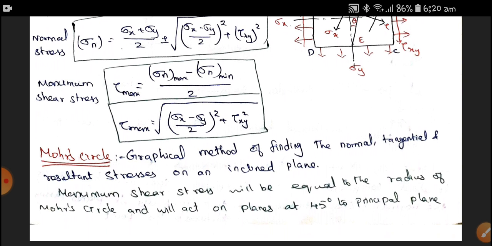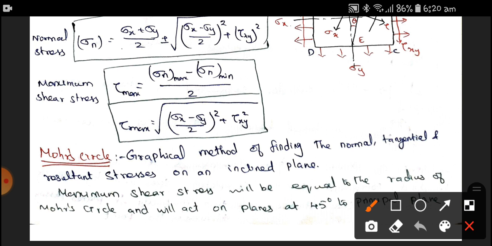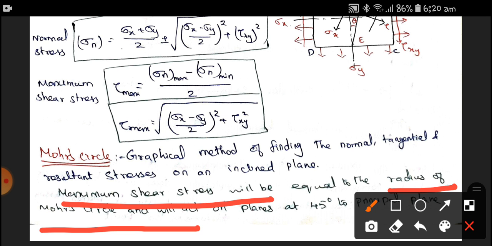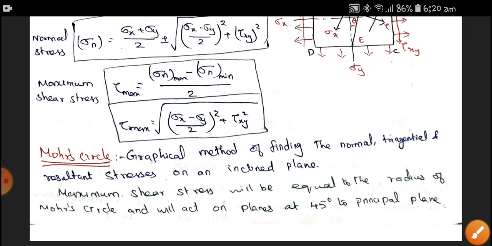Next, Mohr's circle, it is a graphical method. As I already said, it is a graphical method of finding normal, tangential and resultant stresses on an inclined plane. The maximum shear stress will be equal to the radius of Mohr's circle. This is an important point. You have to remember that the radius of Mohr's circle is equal to the maximum shear stress acting on a body, where the maximum shear stress is acting at a 45 or 135-degree angle to the principal plane.